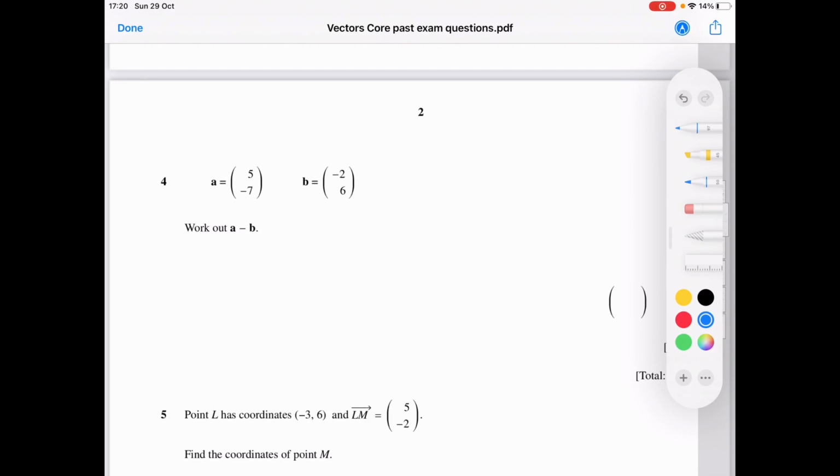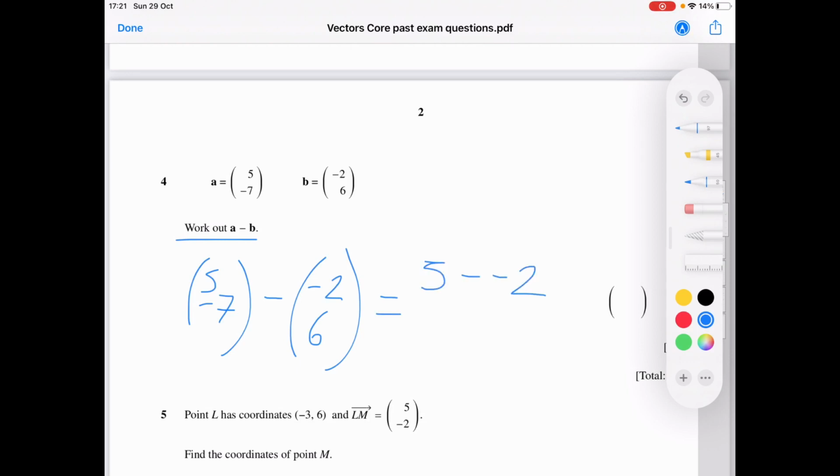So again, previously, it's asking us to work out A minus B. So we know A is our 5 and -7, minus our B, which is our -2 and 6. So we are again doing 5 minus -2, and then we are doing -7 minus 6. So 5 minus 2 negatives make a positive, so we're doing 5 plus 2, which gives us 7. And -7 minus 6 should give us -13.